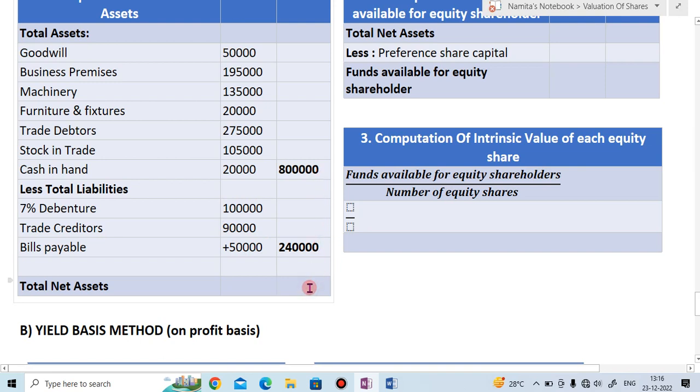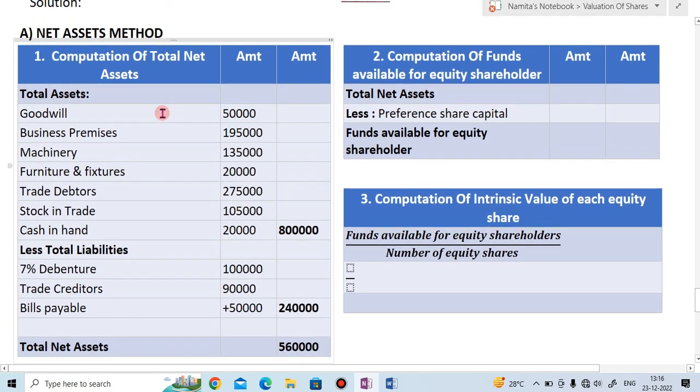Now 8 lakh minus 2,40,000. The remaining amount will be called the total net asset. So the total will be 5,60,000. Okay, so how did I get 5,60,000? The total of assets, that is 8 lakhs, less the total of liabilities, 2,40,000, is equal to 5,60,000. So 5,60,000 is what? Our total net asset. Okay, so step 1 we completed.